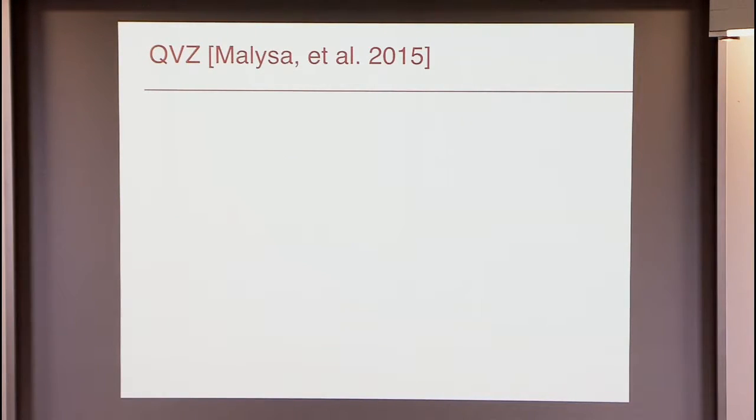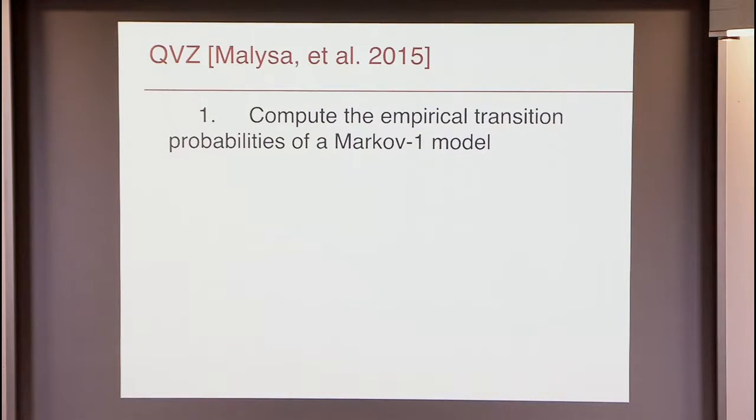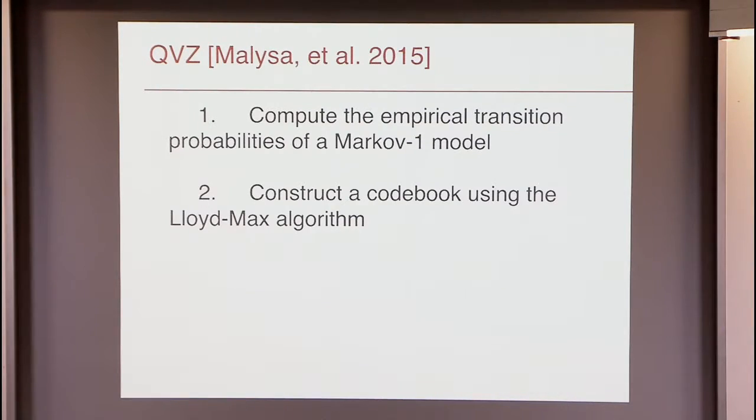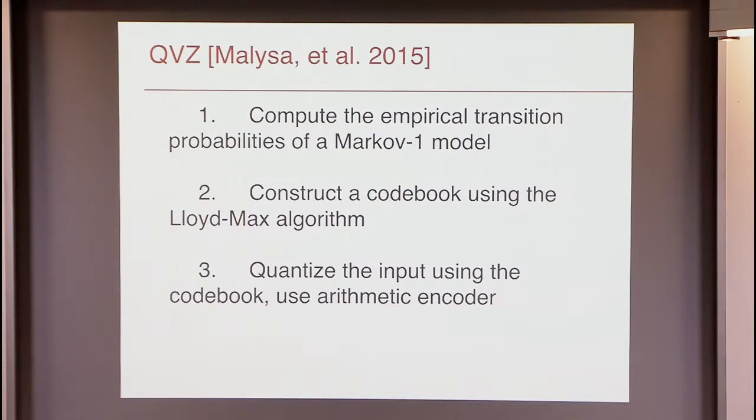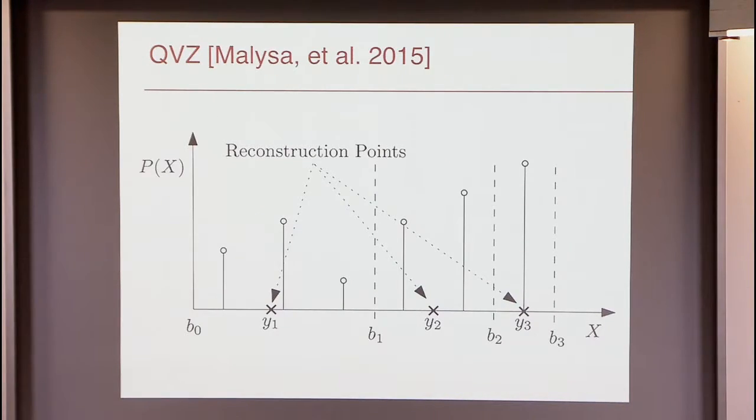The approach is basically to compute the transition probabilities for a first-order Markov model. So walk along our quality scores and look at how likely a given score is based on its predecessor. Construct a code book using the Lloyd-Max algorithm, which I am not going to cover. It's explained pretty well in their paper. And quantize the input using that code book and use, again, an arithmetic coder.